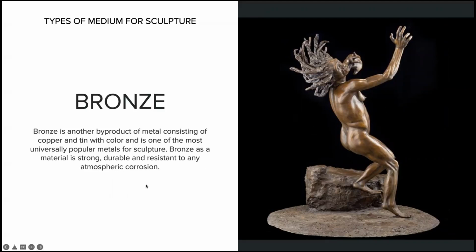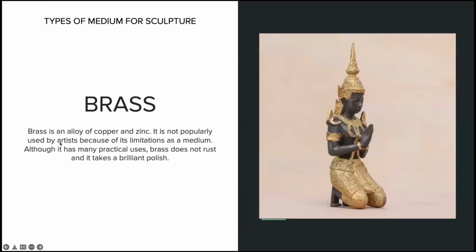Okay, next is brass. Brass is another alloy, an alloy of copper and zinc. It's not popularly used by artists because of its limitations as a medium. Although it has many practical uses, brass does not rust and it takes a brilliant polish. That one is good. It does not rust, unlike other metals. Though it has limitations, it's still useful. It's still used as a medium for sculpture because of that characteristic, which is that it does not rust and takes a brilliant polish.